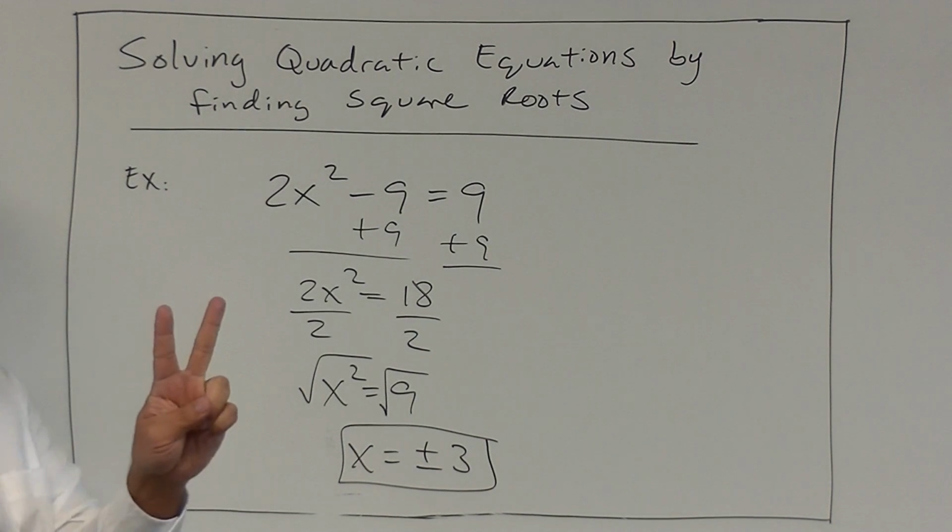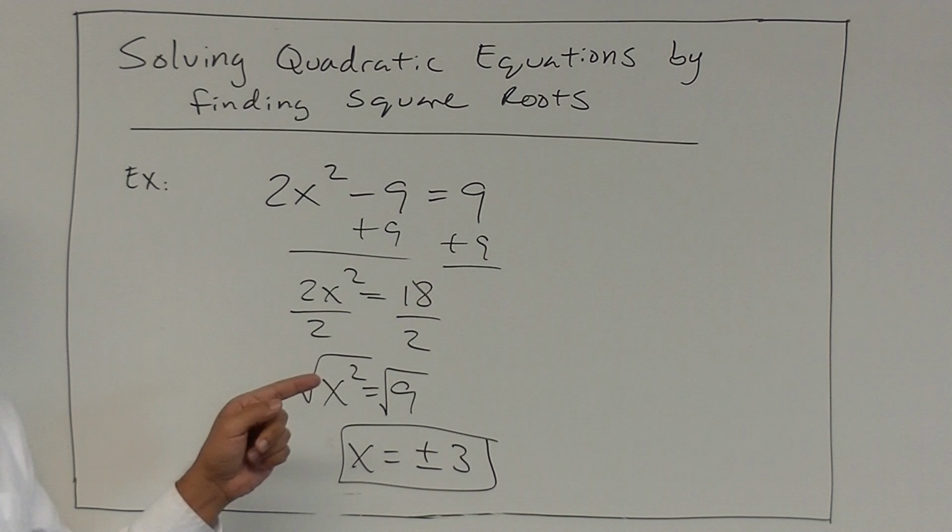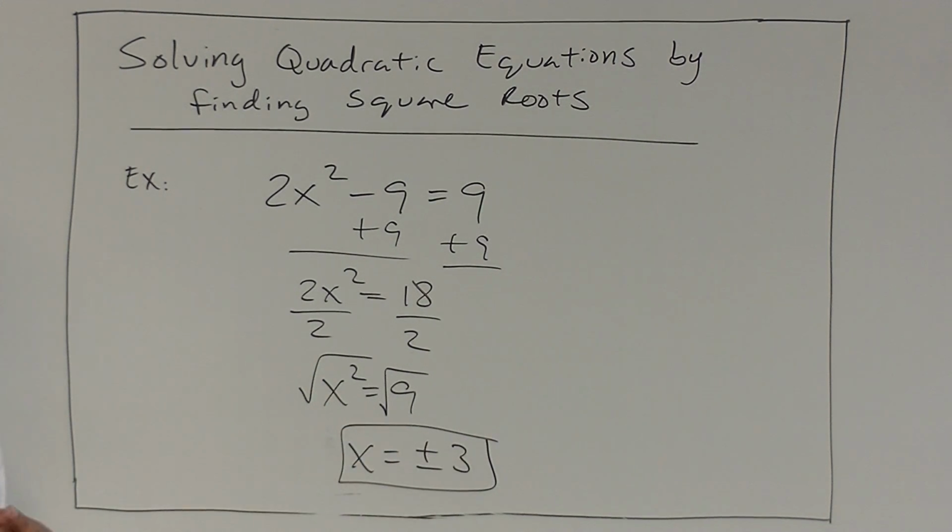It's both numbers. It could be negative 3, because negative 3 squared is positive 9, and it could be positive 3. So don't forget positive and negative. Alright?